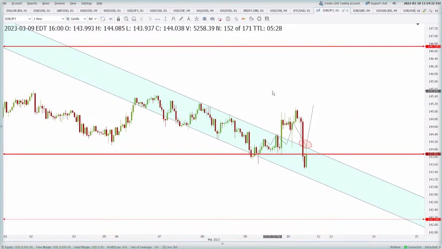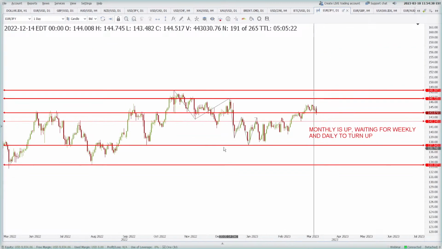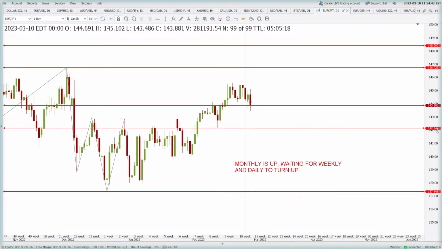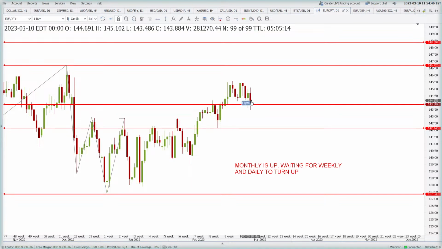Euro JPY, guys, I was a buyer in the Euro JPY on the daily because above 142.93, I'm a buyer in this one. But recently, the price action has been suggesting that there is a sell-off. There's a lot of sell-off in this pair, and you see that even today there is a bearish engulfing. If it closes below 143.87, then I think that will be even worse for it.